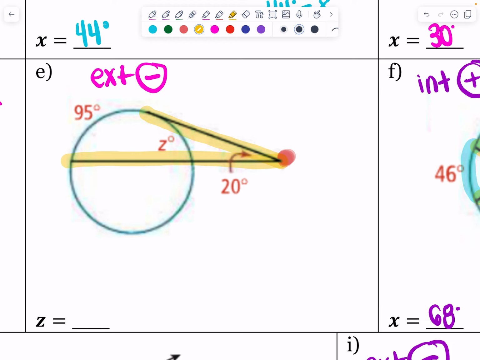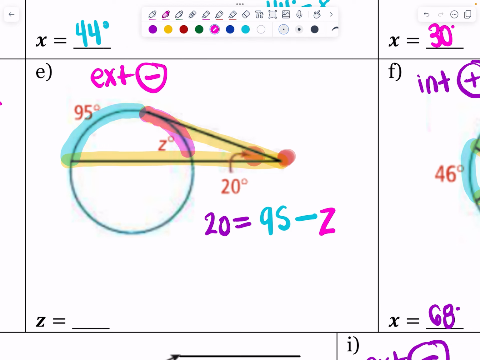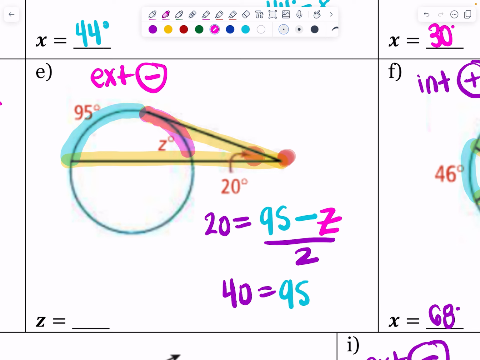And so I have the 95, I have one of the arcs, but I'm looking for the smaller arc, z, but I already have the 20. So what I'm going to do is take that 20 and set it equal to the blue arc, 95, minus, because it's a difference, the smaller arc z, and I'm going to divide that by 2. So I multiply by 2 on both sides, and I get 40 equals 95 minus z.